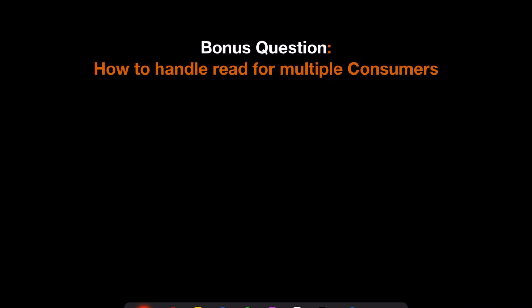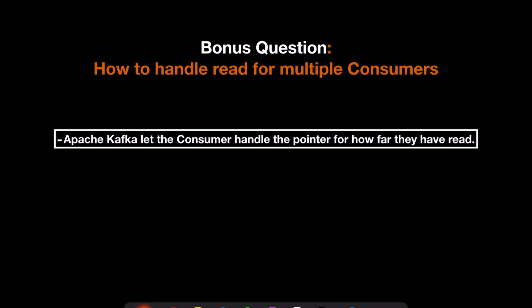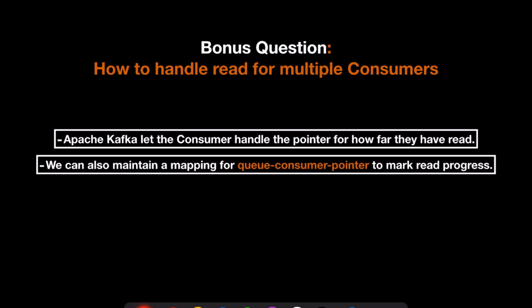Bonus question: how to handle reads for multiple consumers? We just talked about only one consumer reading. What if we have multiple consumers or want to support that scenario? Apache Kafka actually lets the consumers handle the pointer for how far they have read. That means every consumer maintains its own pointer. We can also do something on our side, like maintain a queue, consumer and pointer mapping. Something like, in this queue one, this consumer one has read up to this point, pointer 1. We can maintain something like this and do some custom implementation on our side.